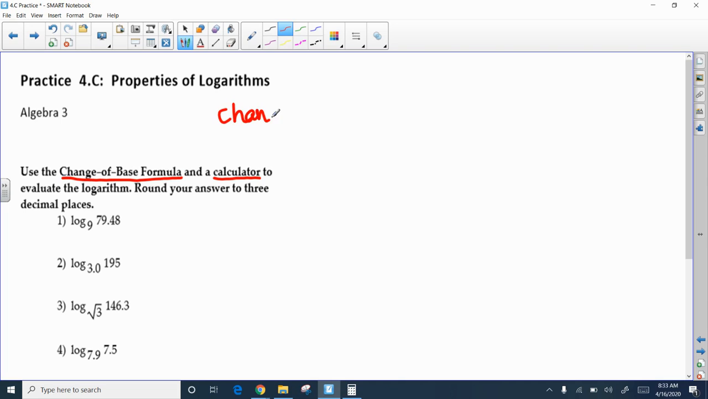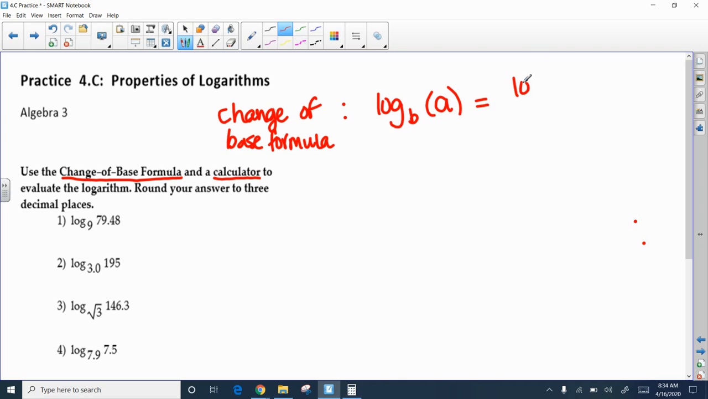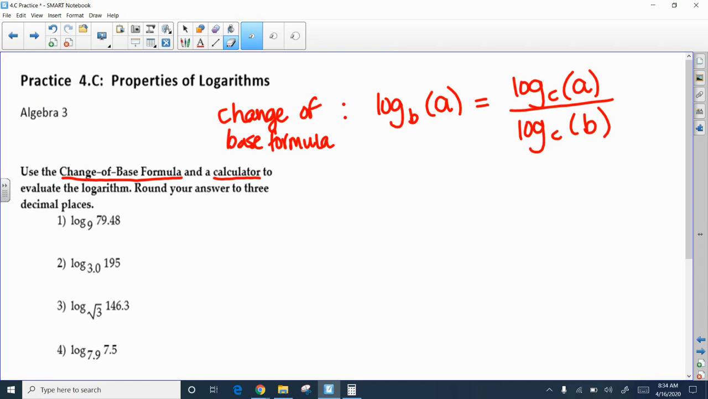So the change of base formula says this. If we have log base b of a, we can change it to any base. We're going to change it to base 10 though. So this would be log base c of a, the a is what we're taking the logarithm of, divided by log base c of b. The b is the base. The c is any number that we want, but we're going to change it to base 10 because that is what we can do on our calculator.